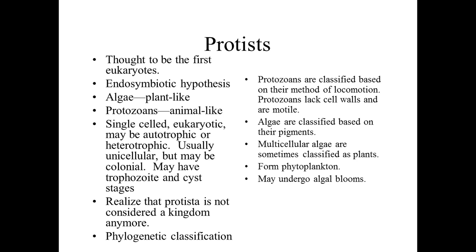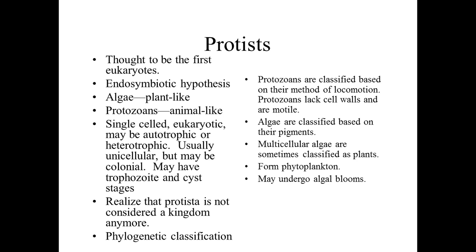What we've called protists for years, though, there's really two big groups of them. There's the algae, which are more like plants, and the protozoans, which are more like animals. We're going to talk about the protozoans mostly first, but before we do, most protists are single-celled. They're all eukaryotic.